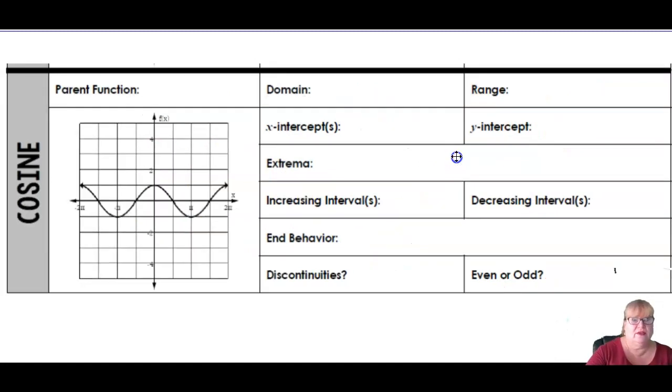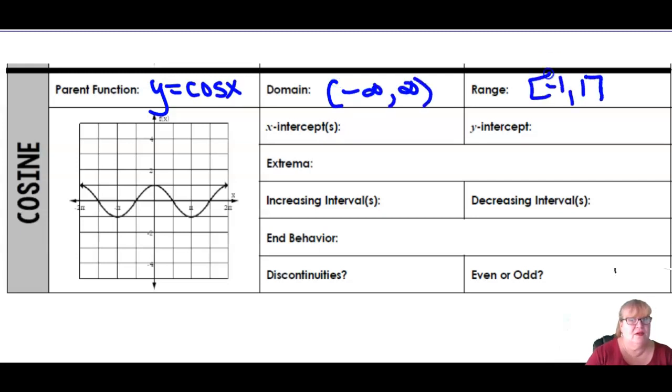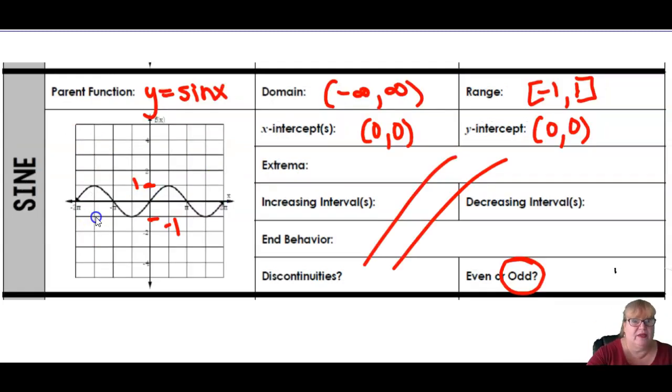The cosine, on the other hand, domain is still all real numbers, and the range is still -1 to 1. But this time it does not go through 0, 0. It has a max on the y-axis. So the y-intercept is 0, 1. And it has x-intercepts that repeat. Oh, I should have talked about that on the last one. X-intercepts repeat. Let me go back here.